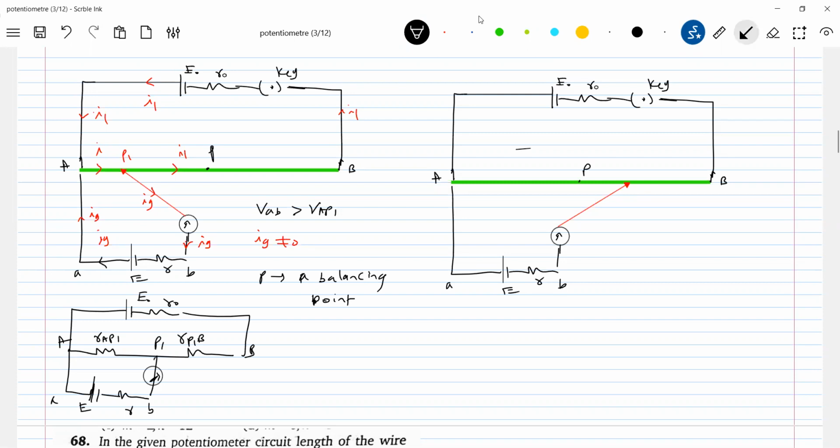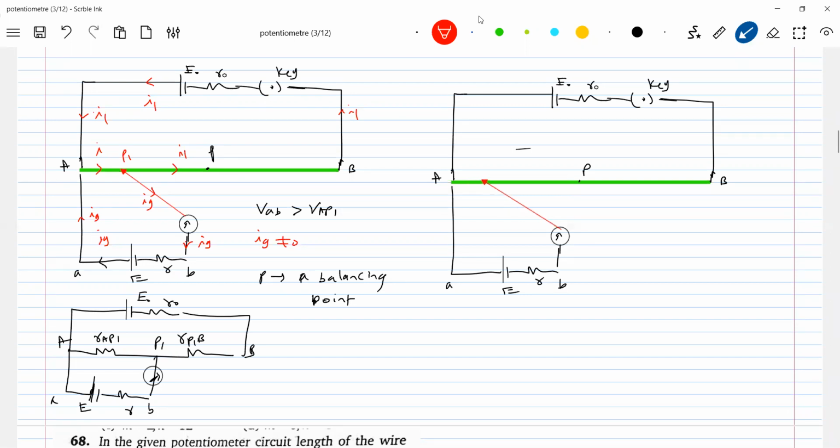So now what I do is I'll take the jockey like this. If it is here, current will flow in one direction through the galvanometer. Then as I gradually move, at point P the current through the galvanometer will be zero. If I shift towards the right of the balancing point, the current should change direction. So how to identify exactly the balancing point? What you should do is move the jockey from one end of the potentiometer, not exactly at a somewhere.